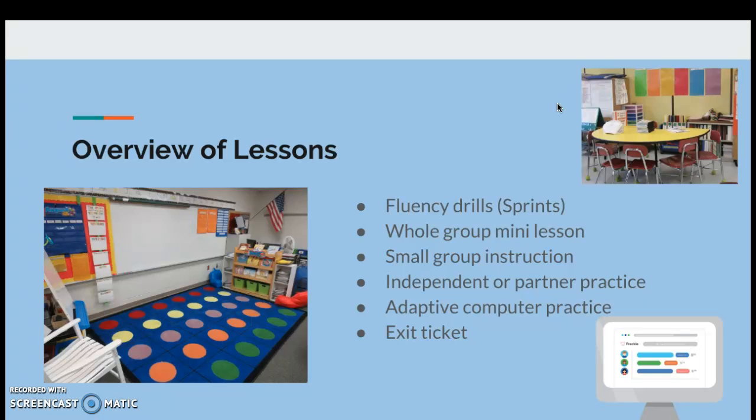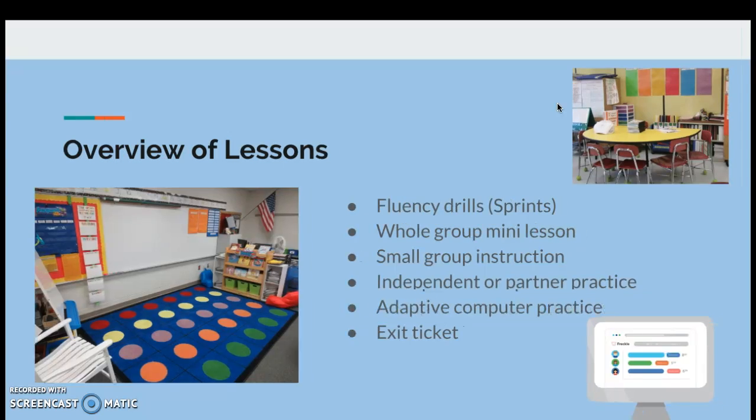After that, the lessons will progress into a whole group mini lesson, followed by small group instruction that will either be with the teacher or the paraprofessional. Students will be engaged in independent or partner practice if they are not in a small group, or they will be doing adaptive computer practice through Freckle. At the end of the lesson, all students will receive an exit ticket to determine the success of the lesson and the implementation plan.